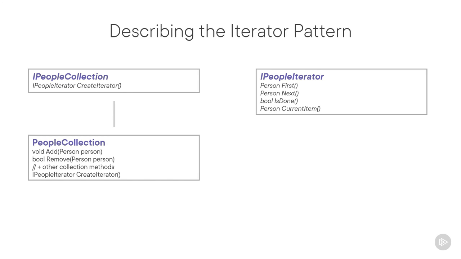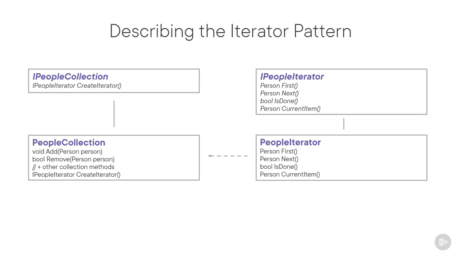Like this, we avoid having to use concrete implementations on our people collection, which means we can easily provide multiple different iterators without having to change the class. The people iterator interface contains 4 methods: first, next, is done, and current item. These are the methods required for iterating over a collection.